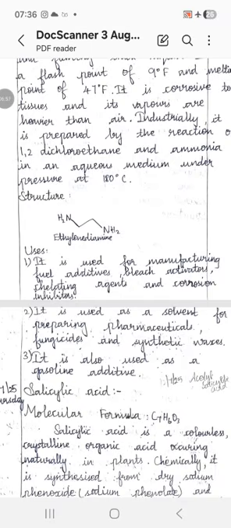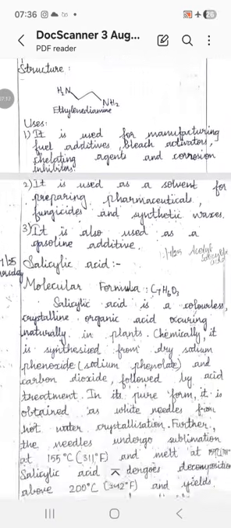These are the uses of ethylene diamine: manufacturing fuel additives and bleach activators, then chelating agents and corrosion inhibitors. It is used in preparing pharmaceuticals, fungicides, and synthetic resins. Then it is used as a gasoline additive.